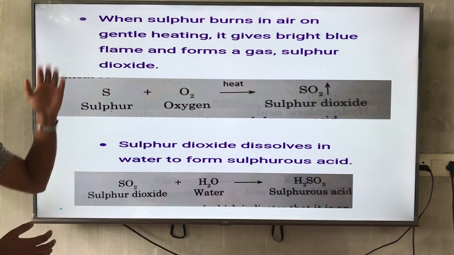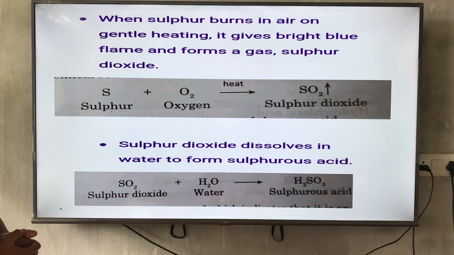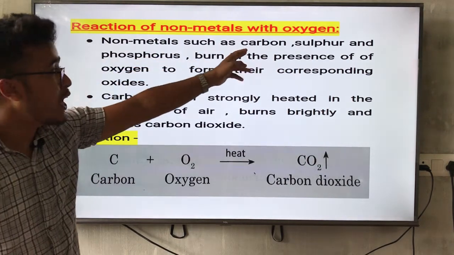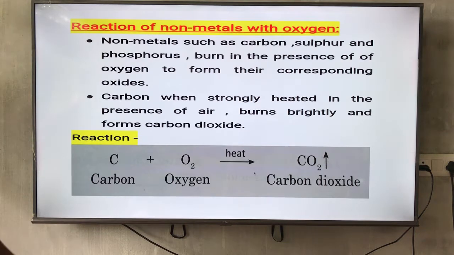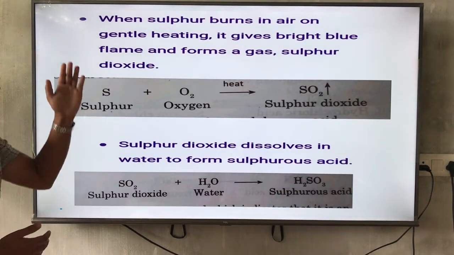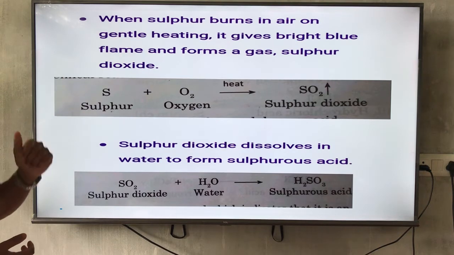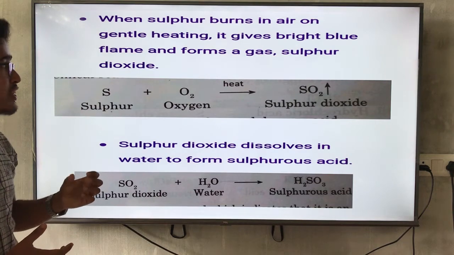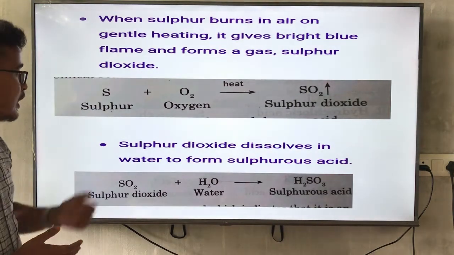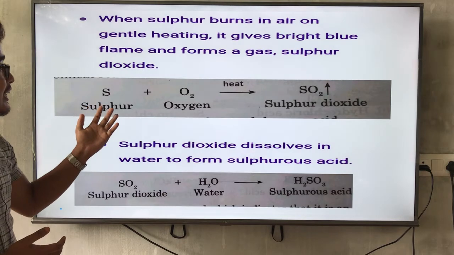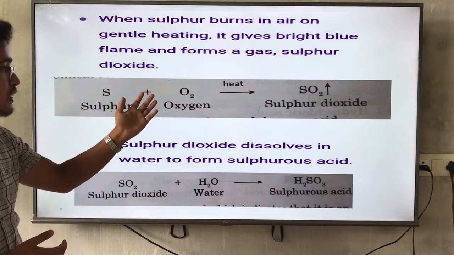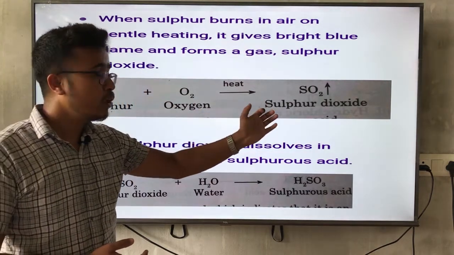And after this, when sulfur burns in air, so here we have learned about carbon. After carbon we will learn sulfur. So here is the reaction of sulfur. When sulfur burns in air on gentle heating, it gives a bright blue flame and forms a gas, that is sulfur dioxide. That means when sulfur is gently heated in the presence of oxygen, it will form sulfur dioxide.